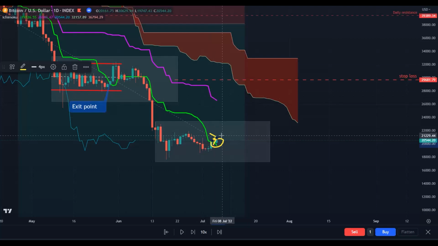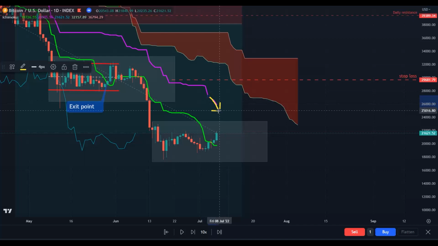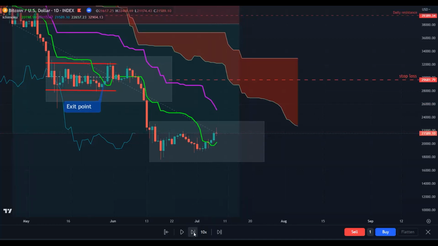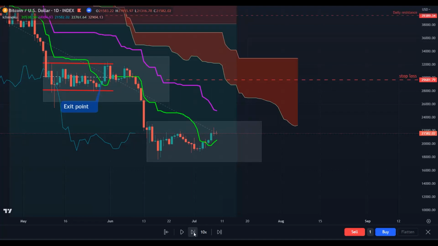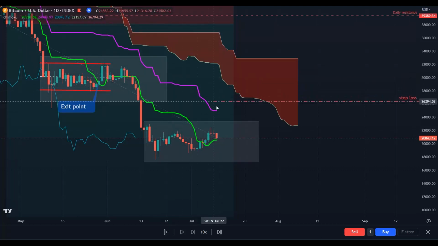Okay, so this is not your exit point. Also, this is not your exit point because Kijun-sen is in the downside, okay? Here, still not exit point. Here is not exit point. Here is your exit point. Why? Because your Kijun-sen, you see the Kijun-sen turn to a flat, okay?